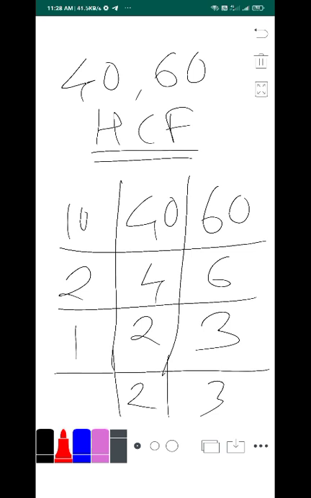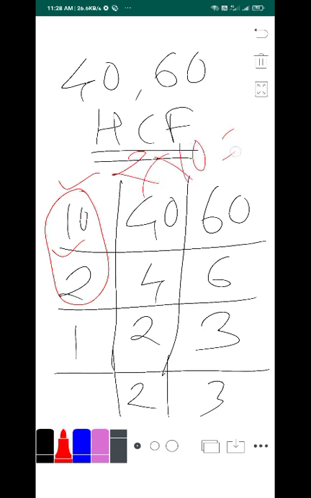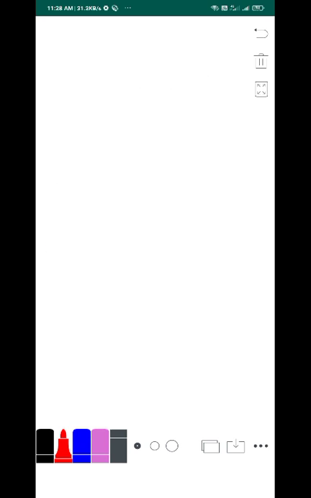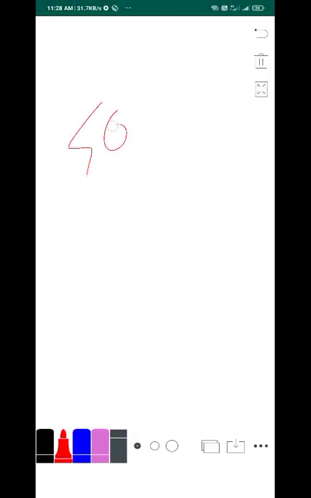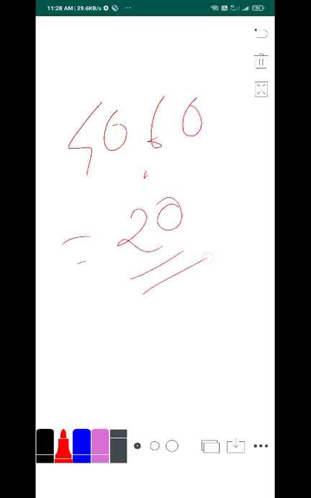So when you write the HCF, up to this number, which numbers did you divide by? This 10 and 2. So these two are common factors. So multiply 2 and 10. 2 10s are 20. So the HCF of 40 and 60 is 20.